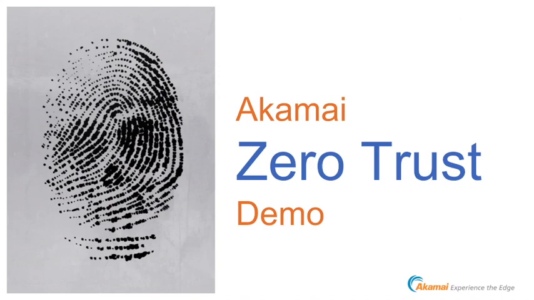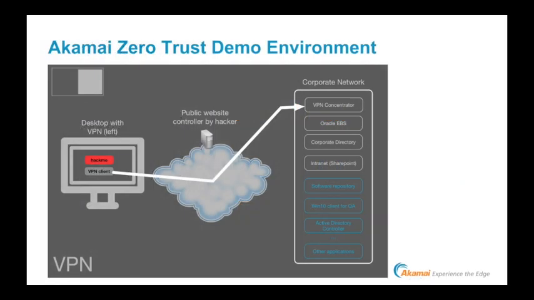For this demonstration, we've set up a demo environment, here labeled as the corporate network, that has a lot of different applications running, including expense reporting tools, corporate directories, and SharePoint servers. And in the demo, we access that corporate environment through two different ways. The first is through VPN, where we have a remote desktop machine that has a VPN client, and it VPNs into a concentrator to be able to access those applications.